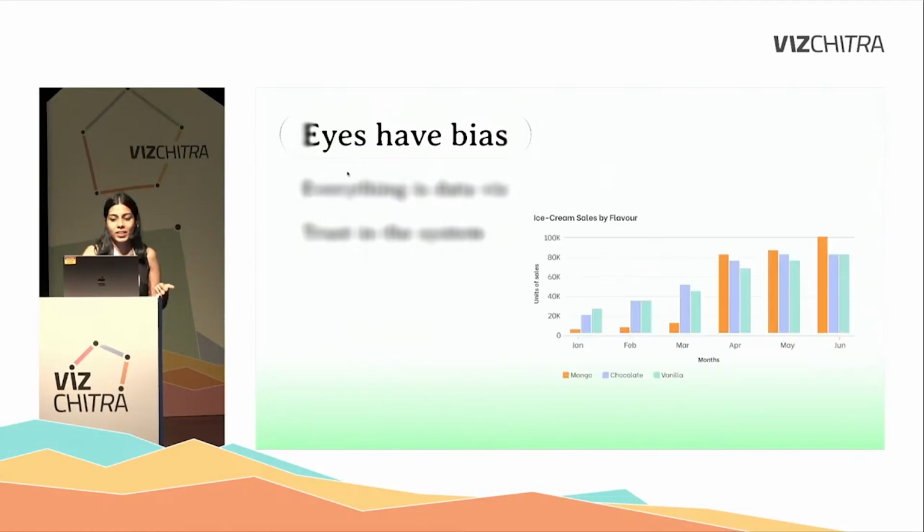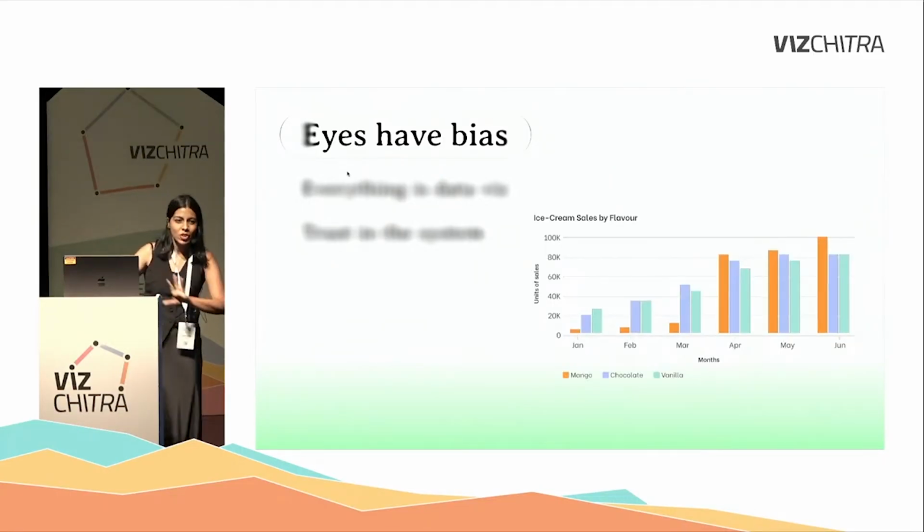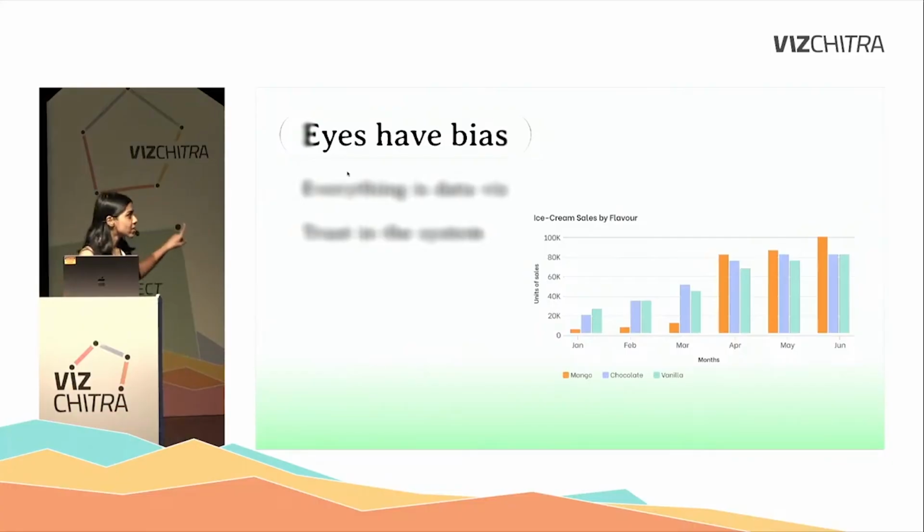Your eyes have bias. And what I mean by that is, if I'm going to just dim the rest of the bar charts and highlight one of them, the AI is going to just focus on the mango. And so you need a way to somehow apply AI on the original raw data itself.